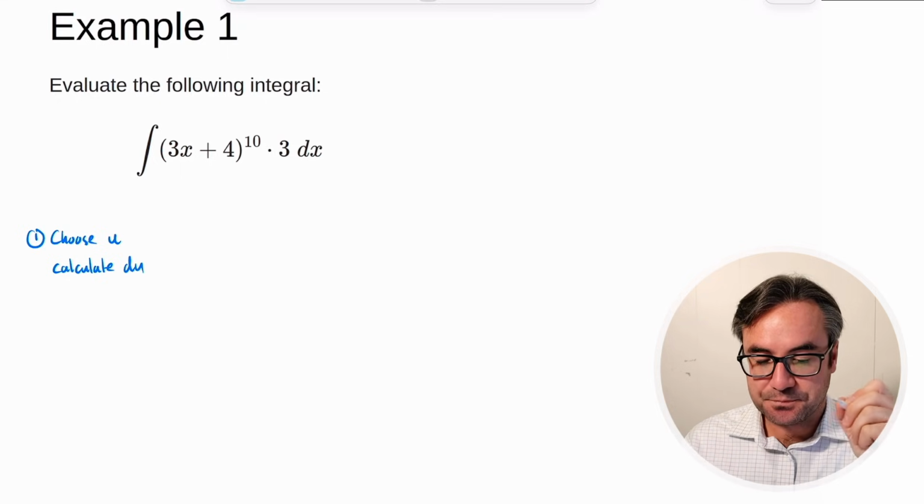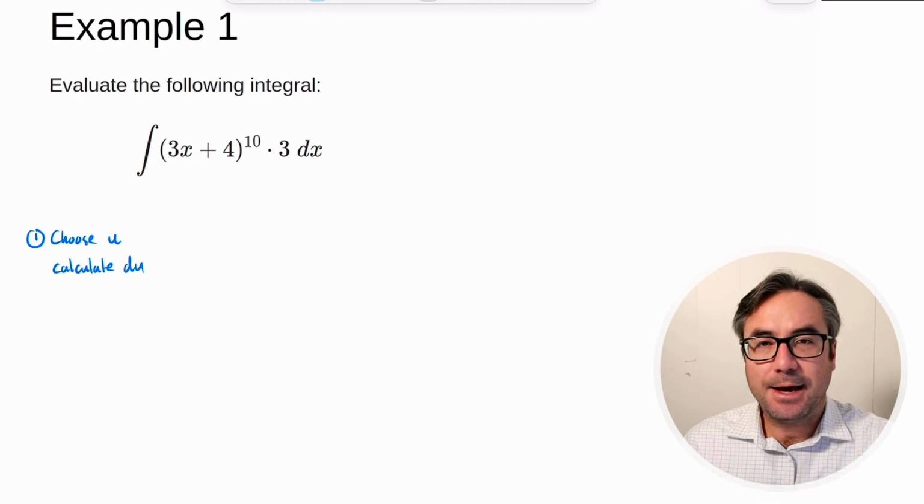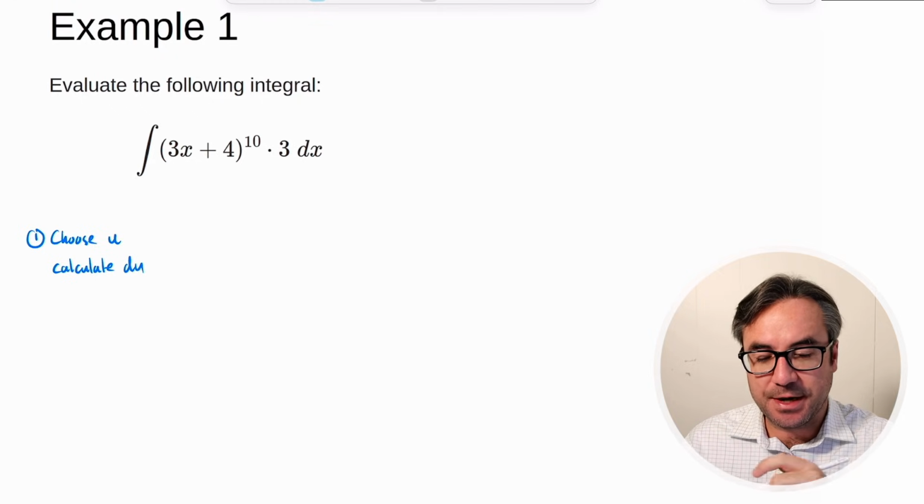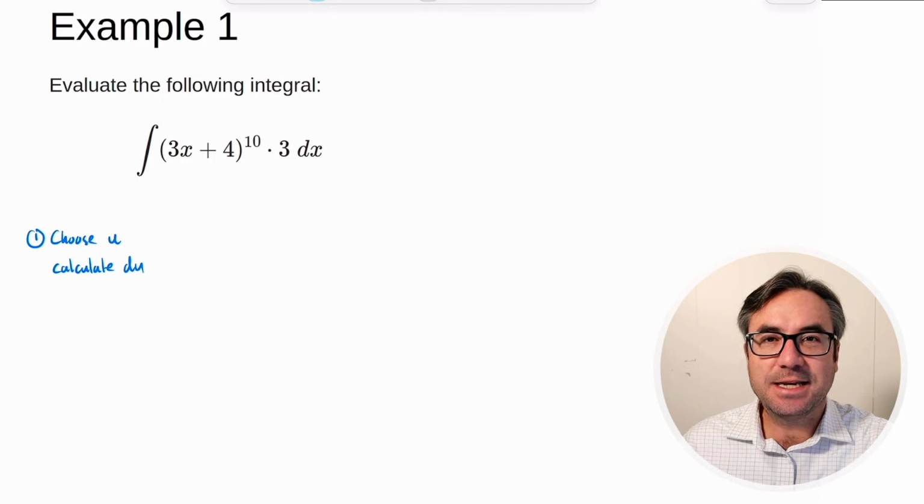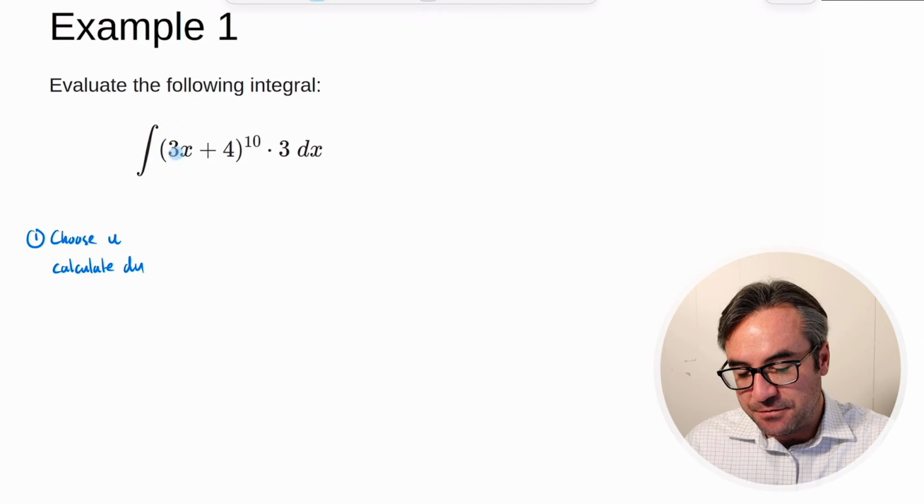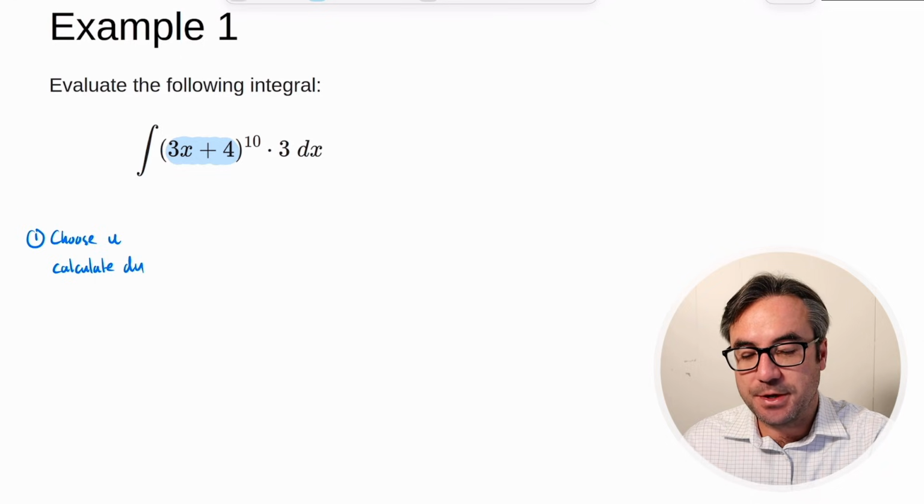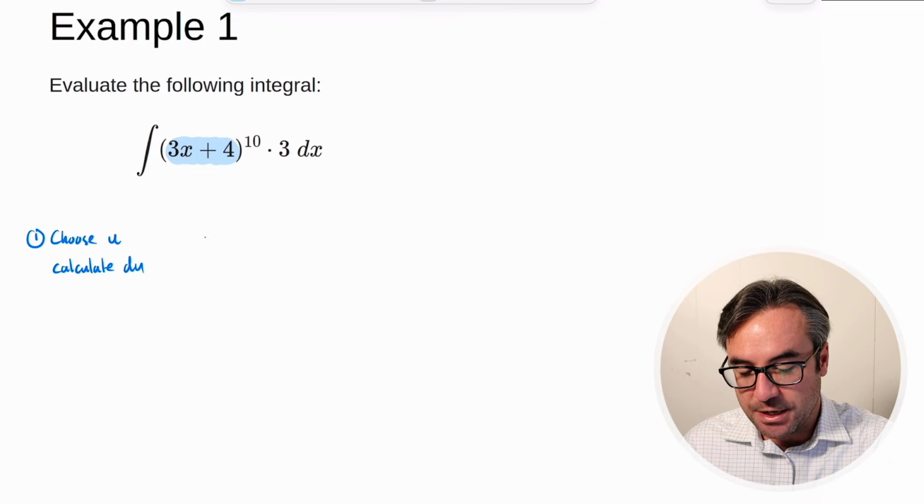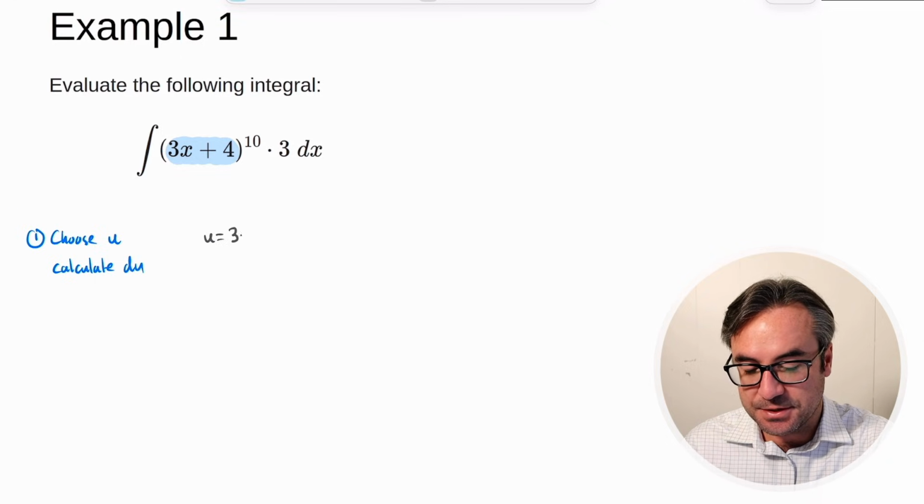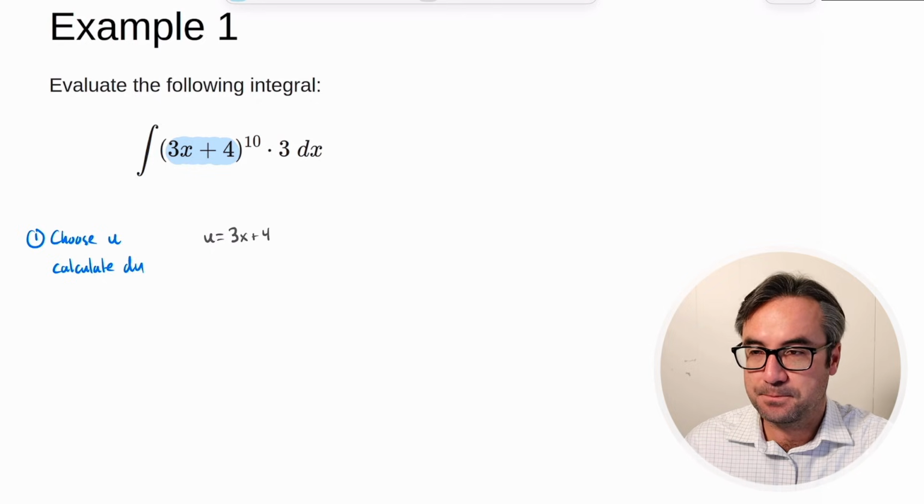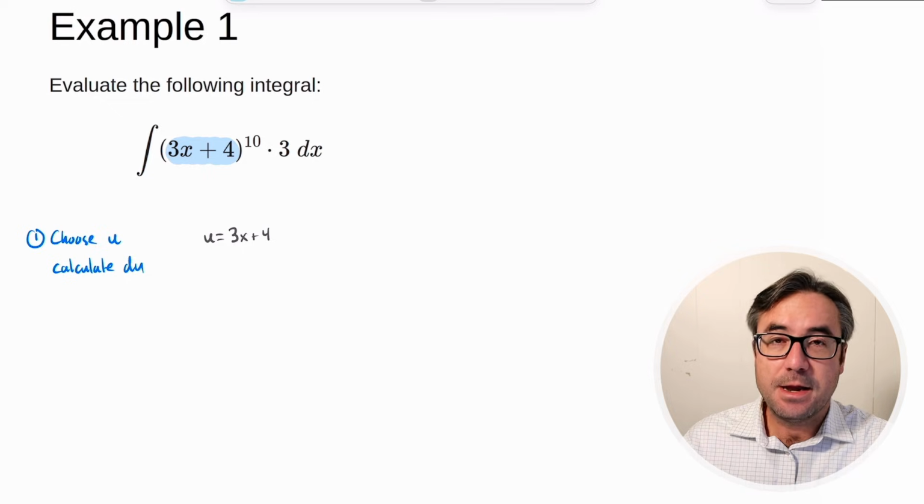All right. So how do we choose u? Well, we'll get into the strategies, but for right now, I'm going to tell you what u is. But generally, if you see parentheses, the stuff inside the parentheses, we're looking for the inner function, usually that's going to be your choice for u. So we're going to let u equal 3x plus 4.